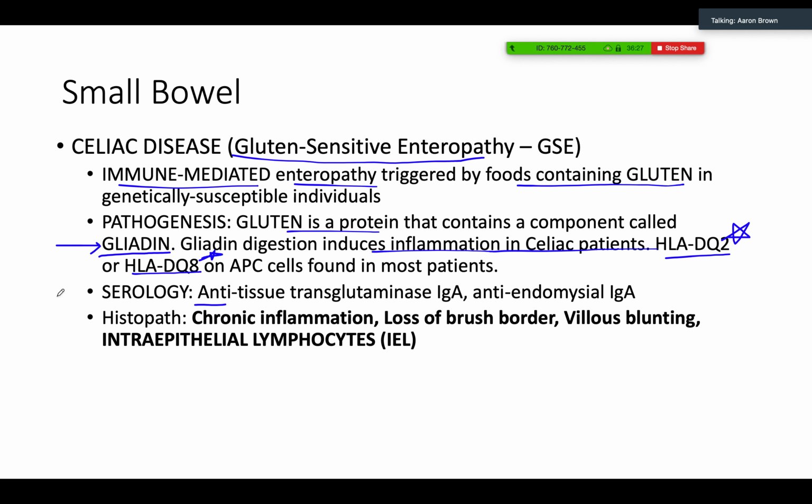Serology also is important. I'm going to put another star here. I know I'm just killing it with the stars right now. So anti-TTG-IgA. They'll write it as this anti-TTG.